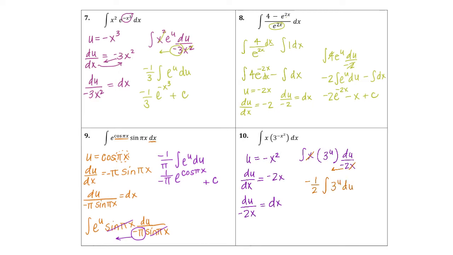And this is the formula that we talked about earlier, how that will always be 3 to the u over natural log 3. And then I have plus c. And then we do need to go back and fill in what our u value was. And so putting all this together, we're going to have negative 3 to the negative x squared over 2 times natural log of 3, and then plus c.